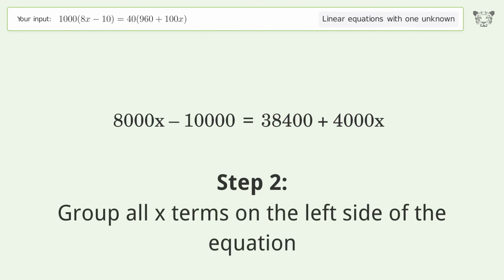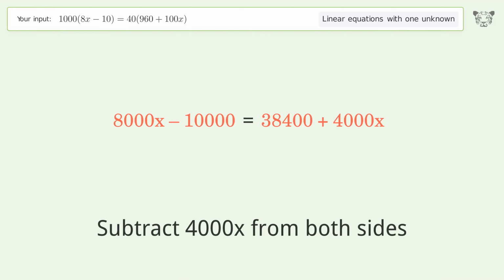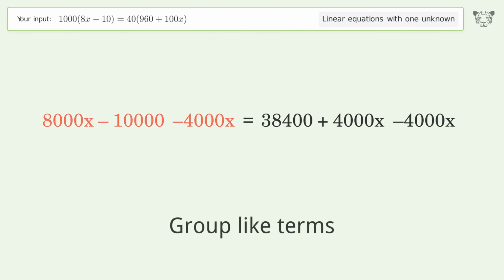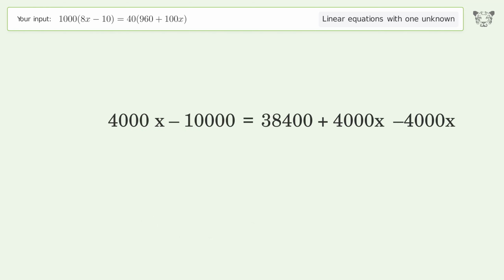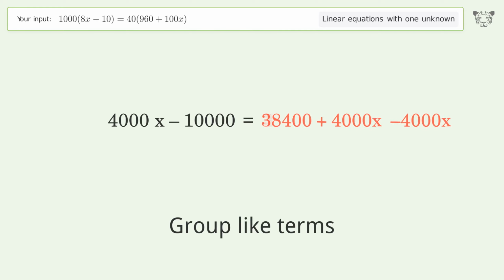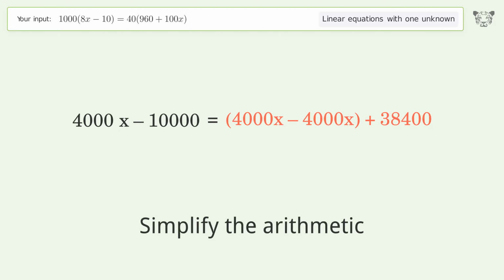Group all x terms on the left side of the equation. Subtract 4000x from both sides. Group like terms. Simplify the arithmetic. Group like terms. Simplify the arithmetic.